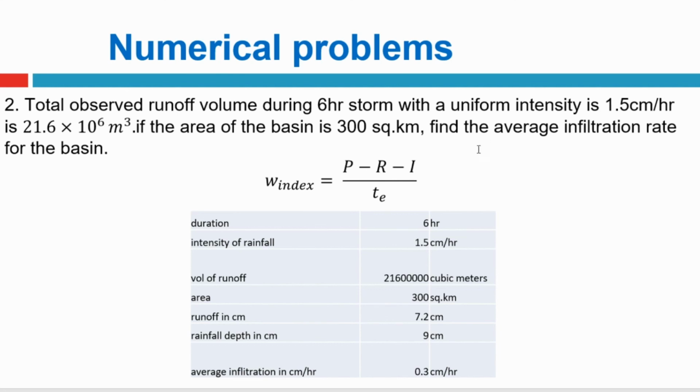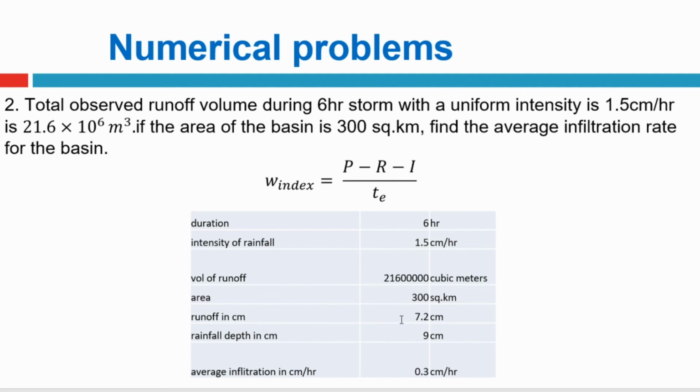Here initial abstraction is not given to you. If initial abstraction is given to you, you would have used that also. Now the P value is given to you, R value is given to you. Let us look into what is that P value and R value. The intensity of rainfall is 1.5 centimeter per hour. Duration is 6 hours. If I multiply the intensity with the duration, I will get the rainfall depth. So rainfall depth is 9 centimeter, 1.5 multiplied by 6.